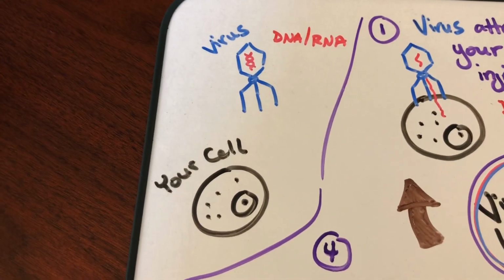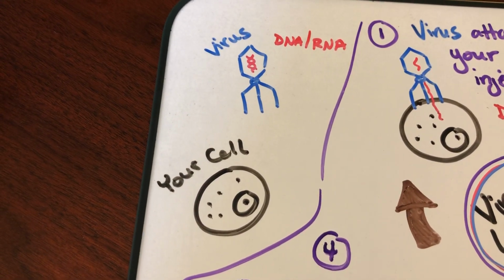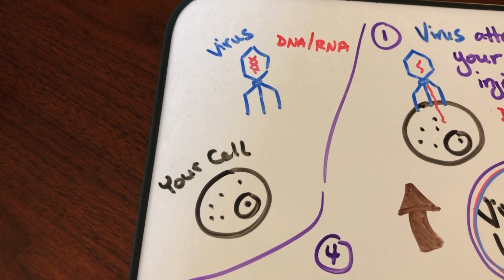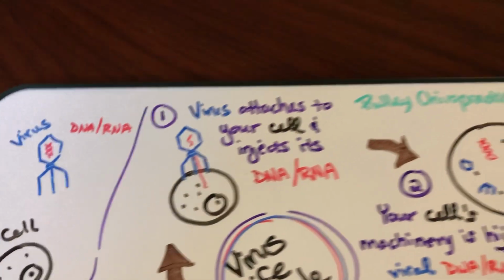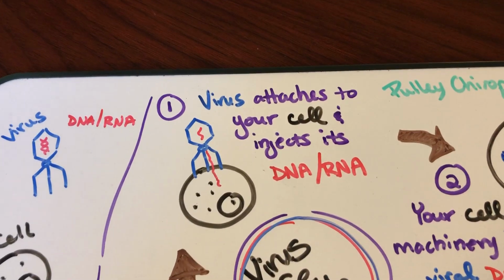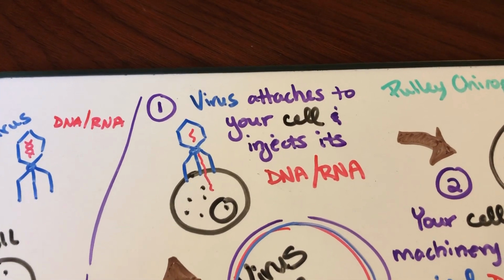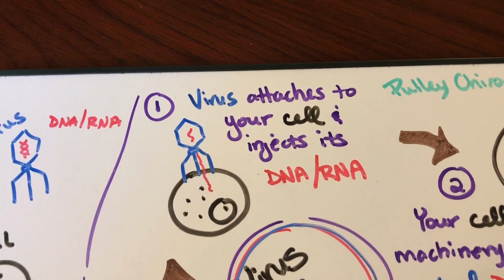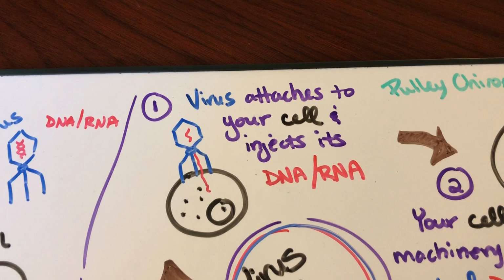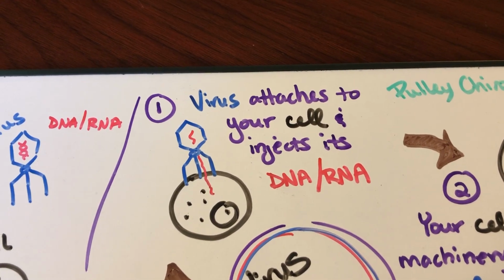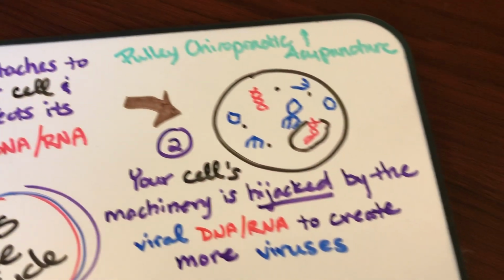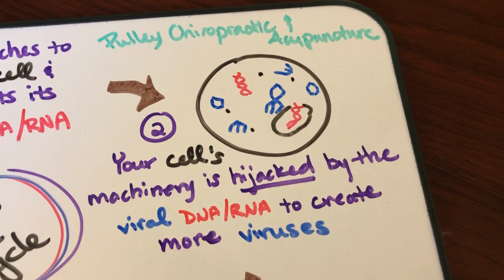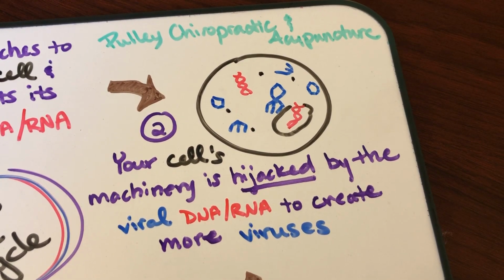Over here is a picture of what a typical virus looks like along with your cell. These are obviously rough diagrams for your viewing pleasure. So the first thing that happens is that when a virus invades your body, the virus itself attaches to your cell and then it injects its DNA or RNA into your cell. What happens next is that your cell's machinery is hijacked by the viral DNA or RNA to create more viruses.